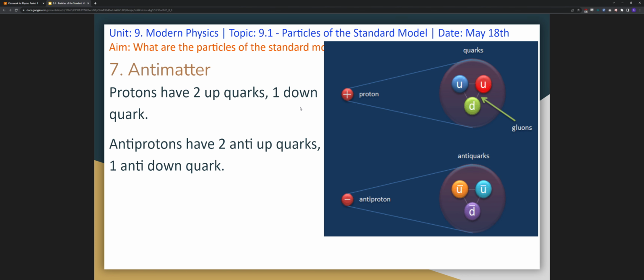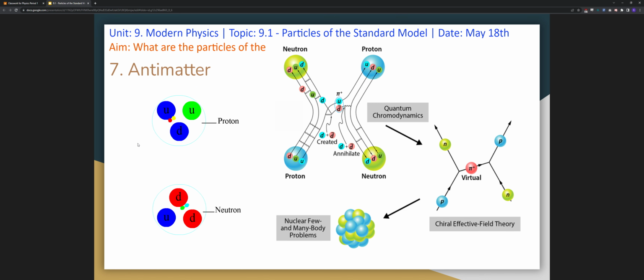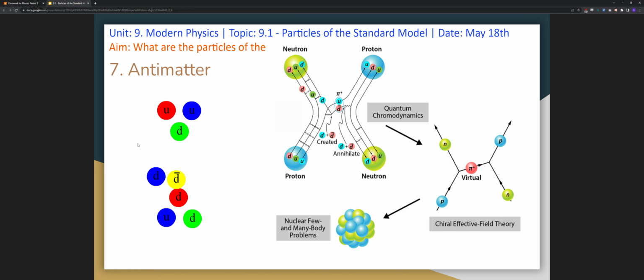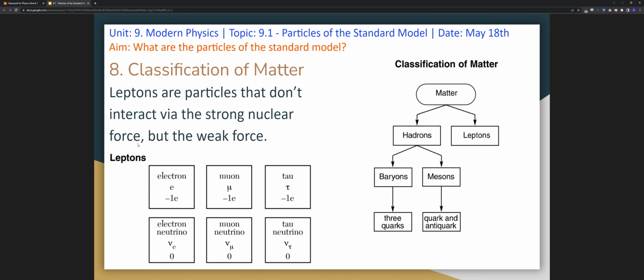So the same thing. Protons have two up quarks and one down quark. Antiprotons are the opposite, so they have two anti-up quarks and one anti-down quark. And again, why don't you see actual antimatter in real life? Well, it's because if antimatter were to ever come in contact with matter, they would annihilate each other and give off energy. And it just turns out the universe has a lot more matter for some reason, which we don't understand.